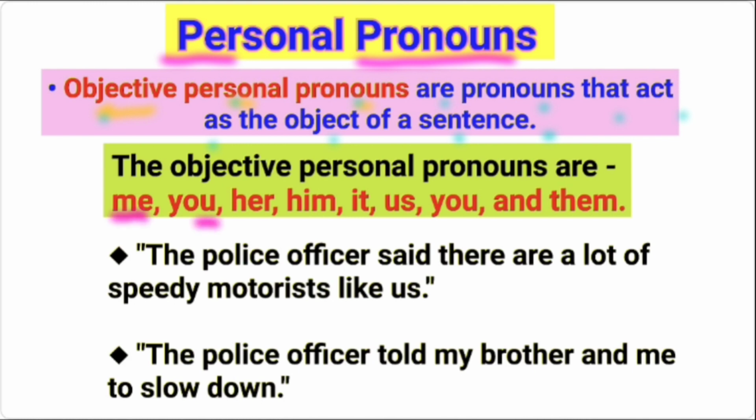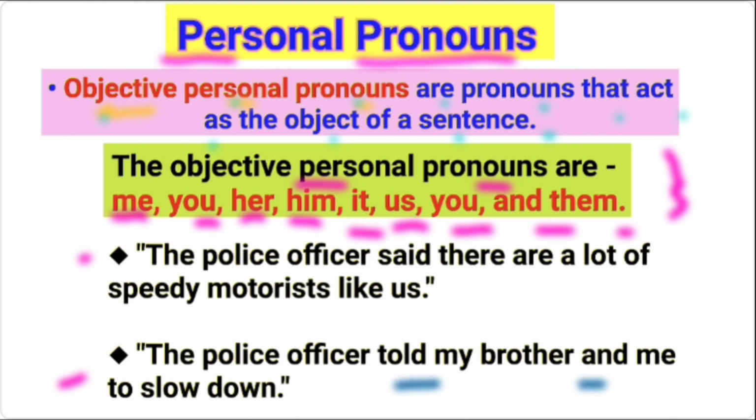Me, you, her, him, it, us, you, and them. These are the examples of objective personal pronouns. Two sentences for you students. The police officer said, "There are a lot of speedy motorists like us." The police officer told my brother and me to slow down.